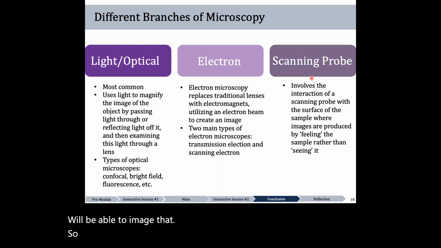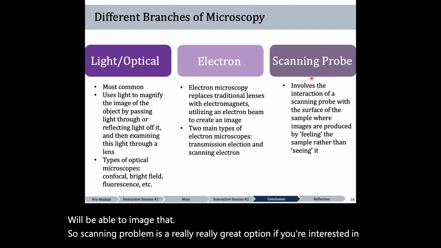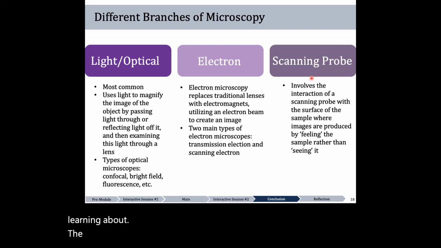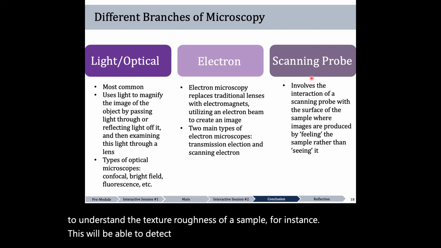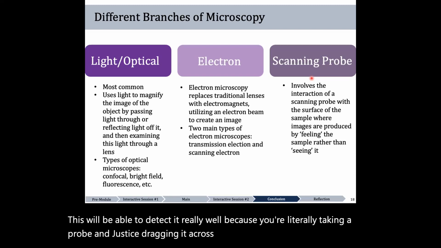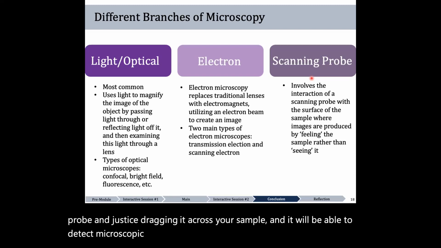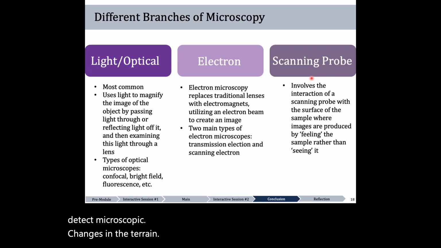So a scanning probe is a really great option if you're interested in learning about the topological aspects of your sample. So the surface of the sample, trying to understand the texture or roughness of the sample, for instance. This will be able to detect it really well because you're literally taking a probe and just dragging it across your sample, and it will be able to detect microscopic changes in the terrain. So yeah, it's really cool.